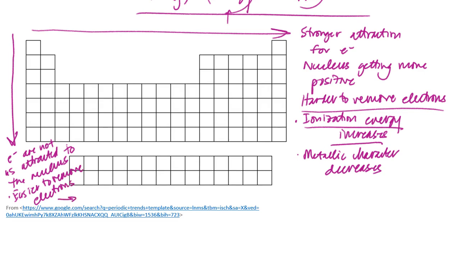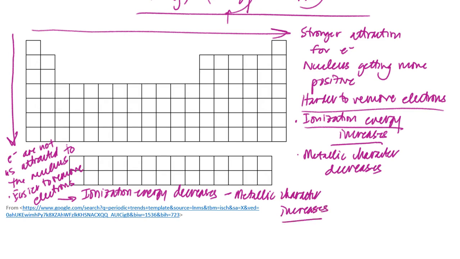And so if it's easier to remove electrons, then the ionization energy decreases, meaning it takes less energy for me to kick out an electron because those electrons are more loosely held within the atom structure. There's not as tight an attraction between the nucleus and the electrons. And so if it's easier to kick out an electron, then those elements behave more like metals. And so that means that metallic character increases going down a group within the periodic table.